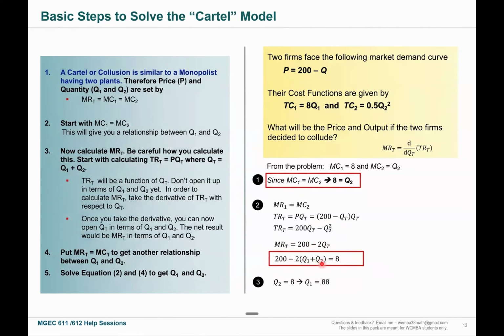That has to be equal to MC2 or MC1, doesn't matter. You can pick either one. If you put it equal to MC1, then that's 8. You know Q2 is 8. So you can solve for Q1. Q1 is 88. So that's really the cartel or collusion equation, where all you're solving is a multi-plant monopolist. Let me pause here. Does it make sense so far?